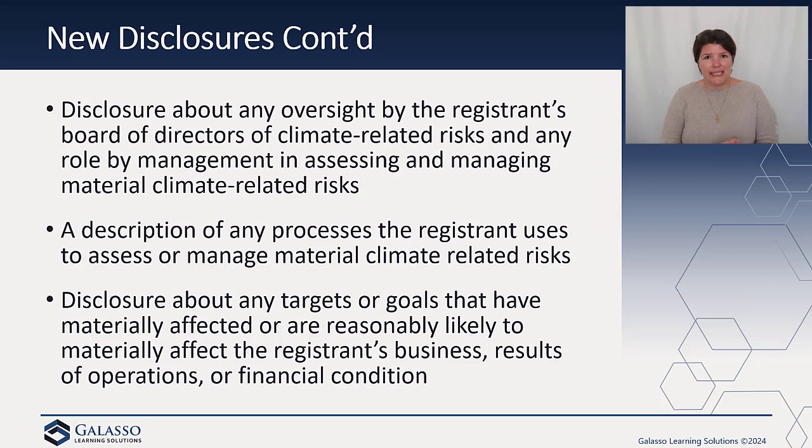As we mentioned, governance is a big element of this. So disclosures about any oversight by the registrant's board of directors of any climate-related risk and any role by management in assessing and managing those risks. A description of any process that the registrant is using to assess or manage the material climate-related risks, and then disclosures about targets or goals that have materially affected or are reasonably likely to materially affect the registrant's business, results of operations, or financial conditions. So for example, if you say we're going to be carbon neutral by a certain date, well, how does that affect your business?